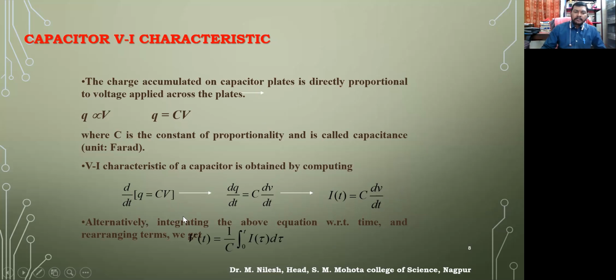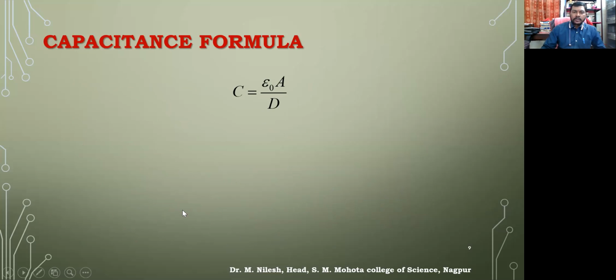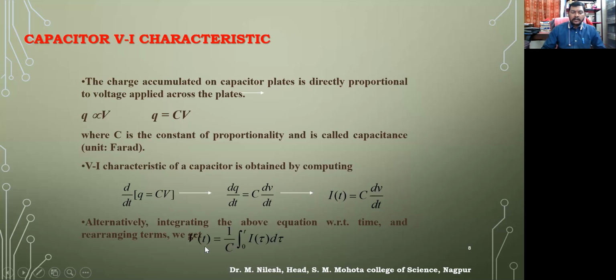Alternately, we can integrate that whole equation, and we can have v(t) equal to 1 by C integration from 0 to time t, that is the time limit that we are providing, of i(t) into dt. So this is the equation of the capacitor, or the voltage which is being stored on a capacitor when we apply a voltage source across a capacitor, right?